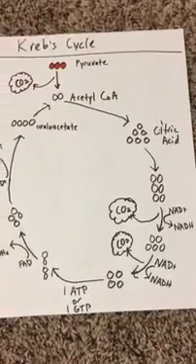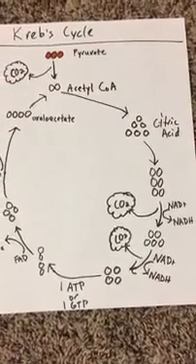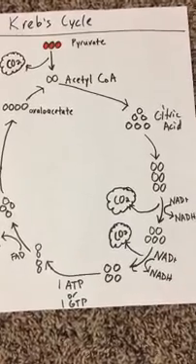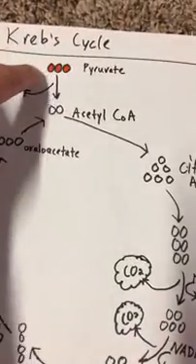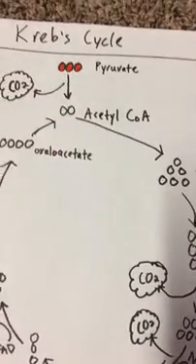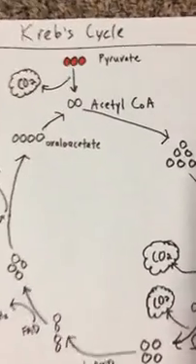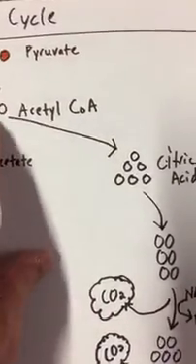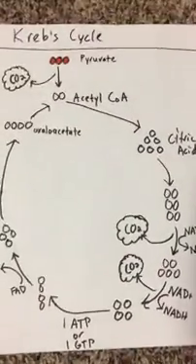Now let's go back to the beginning of the process. The 3-carbon pyruvate loses a carbon. So there's 3 here. Uh-oh, we lost one. And the acetyl-CoA is a 2-carbon. So where does that carbon go?